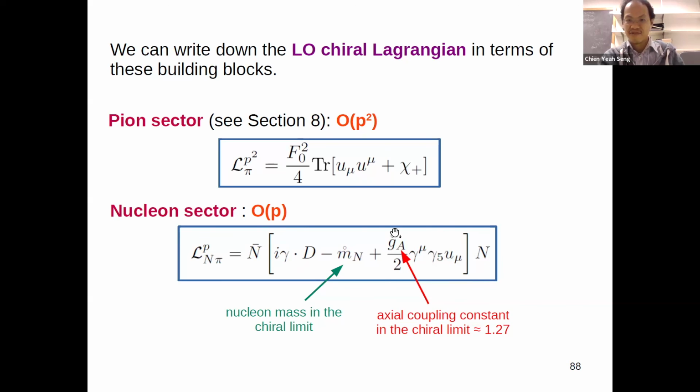And this term will give you an axial pseudovector coupling, or axial coupling, between the nucleon and the Nambu-Goldstone bosons, which are the pions. And the g_A here is the axial coupling constant, which, matched to the experiment, is something like 1.27.